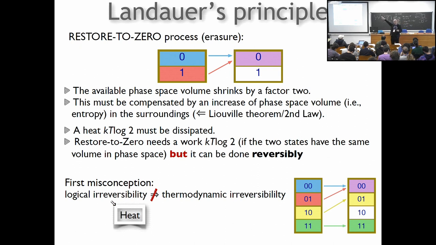Precisely, the Landauer heat that is dissipated is there to make the entropy of the universe constant. So the entropy of the universe here is constant. So it's reversible. Logical irreversibility does not mean thermodynamic irreversibility. Logical irreversibility means that you have heat dissipation.